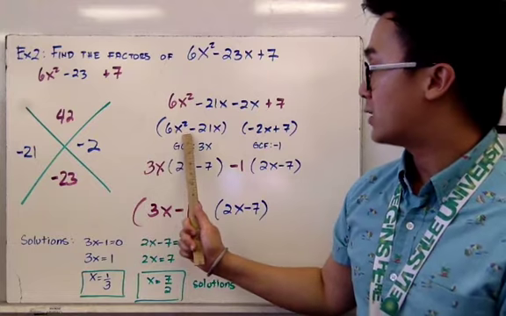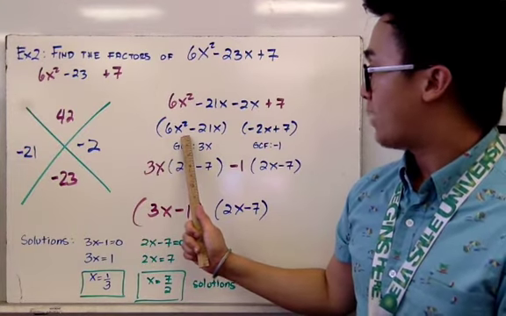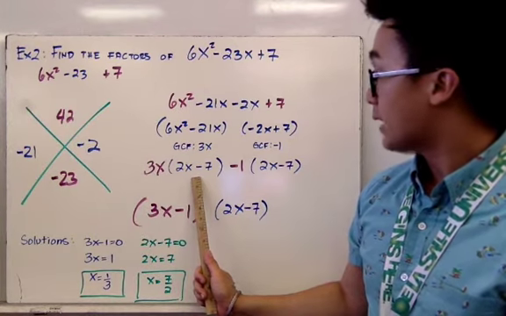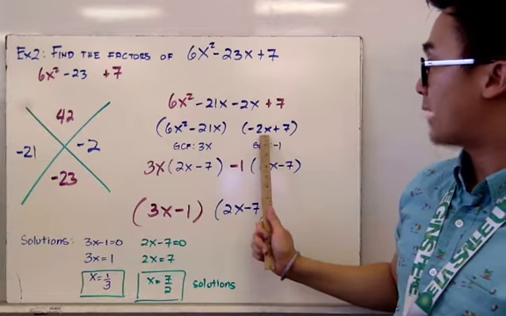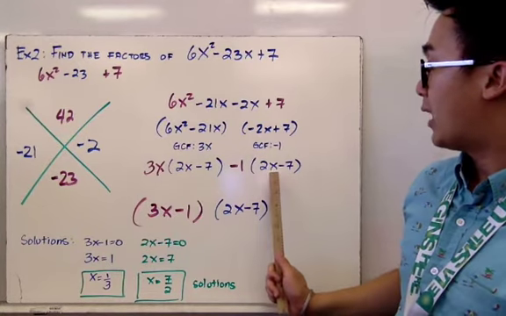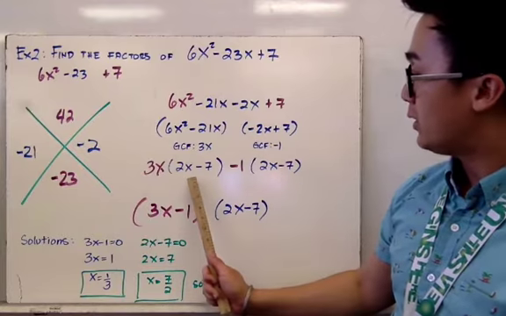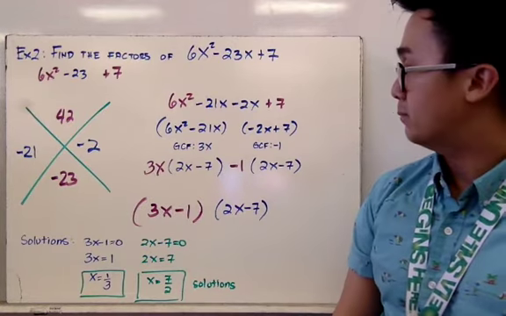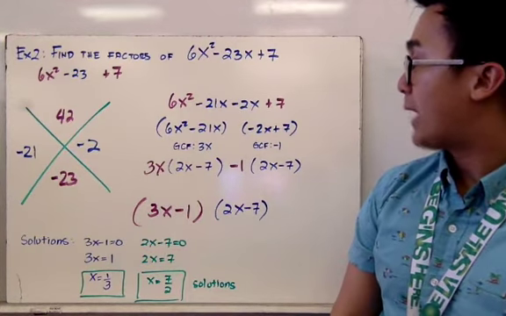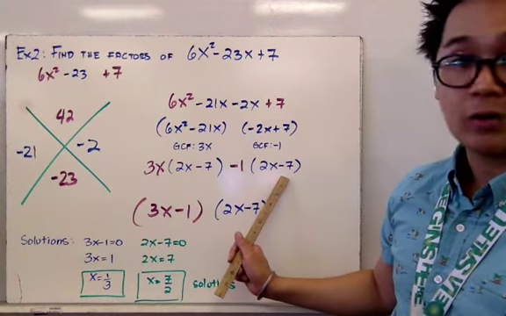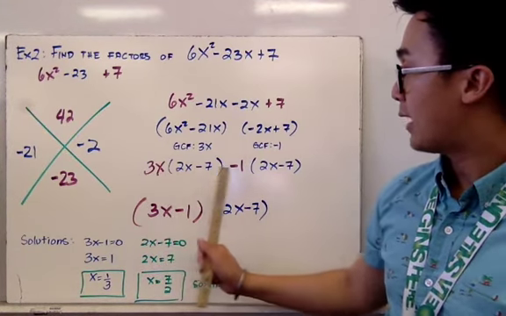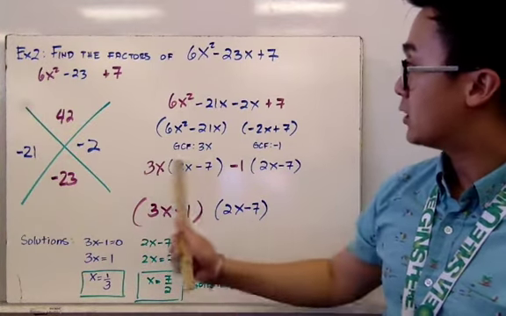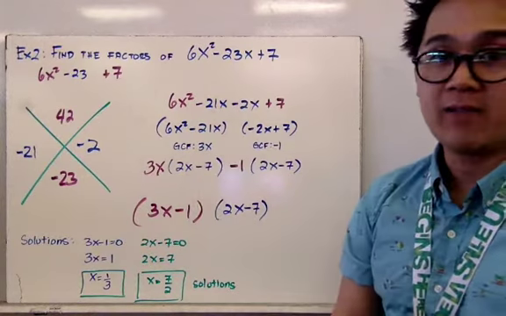So let's go ahead and factor out 6x squared minus 21x. So by factoring out 3x, we are now left with 2x minus 7. And if we take out the negative 1 from negative 2x plus 7, we are now going to have 2x minus 7, which you will notice will give us identical factors for our first two parentheses. So now that we have our 2x minus 7 as our greatest common factor, we can now pull out 3x minus 1 and group 2x minus 7 right here to find the factors of 6x squared minus 23x plus 7.